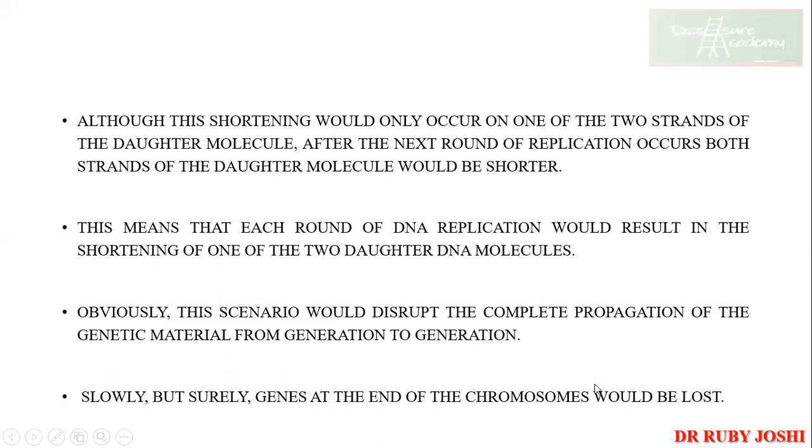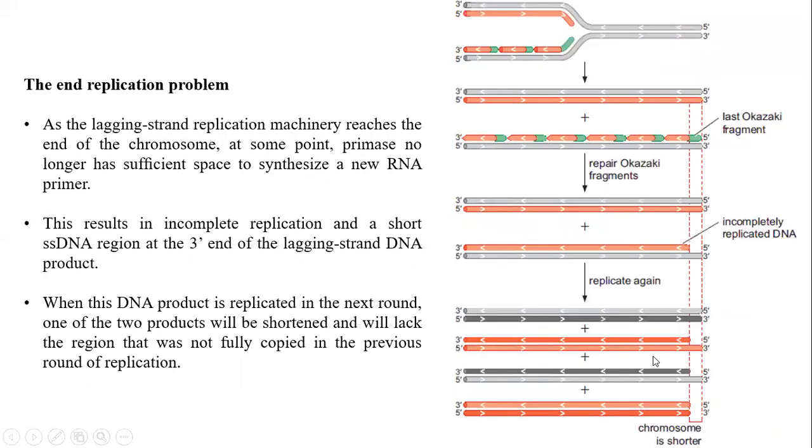अगर ये चीज रिपेयर नहीं होती तो आज हमारे तक आने तक, like you and me, we would have been looking like a different organism. हम humans नहीं होते, हम कुछ और ही दिखते. And surely the genes which are at the end of the chromosomes would be lost. Okay, so this is the end replication problem.